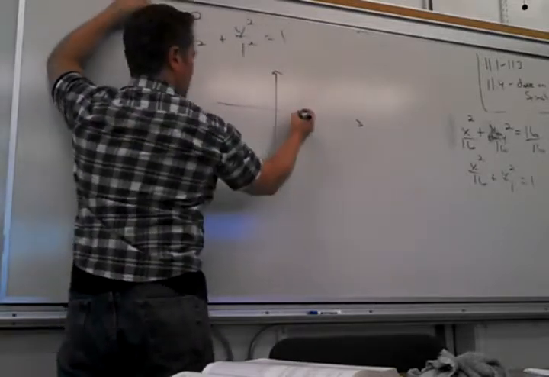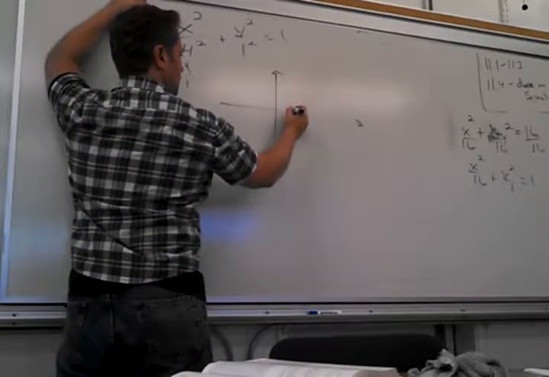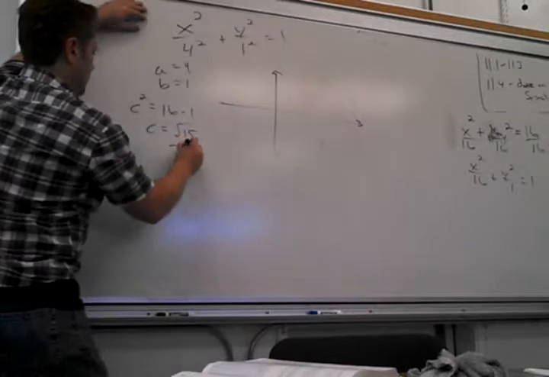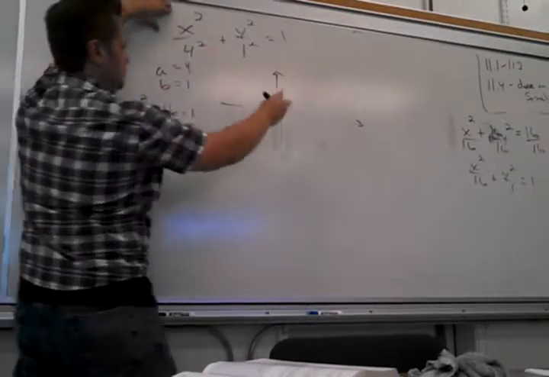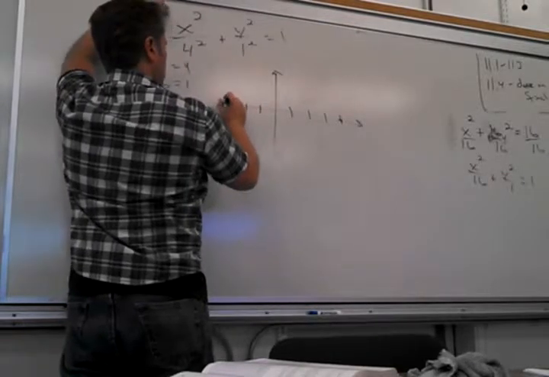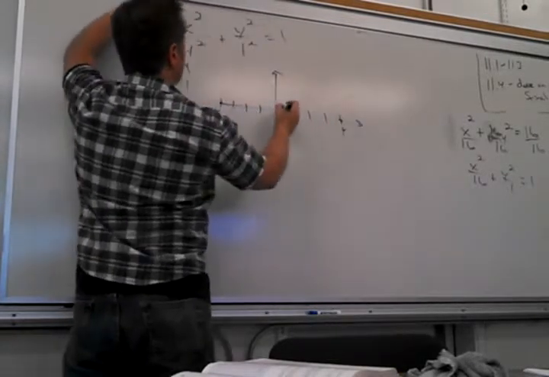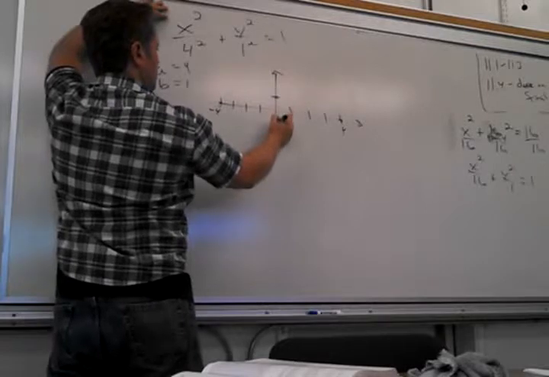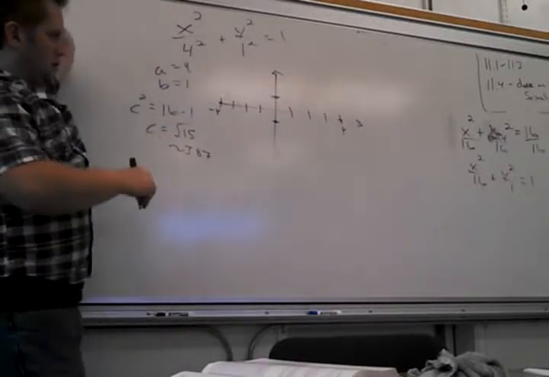So then I go out how far? 3.87. Well, okay, that's for the foci. To actually graph the ellipse, just go out 4, positive and negative. And then on the y-axis, I go out how far? 1. Alright. And then draw that.